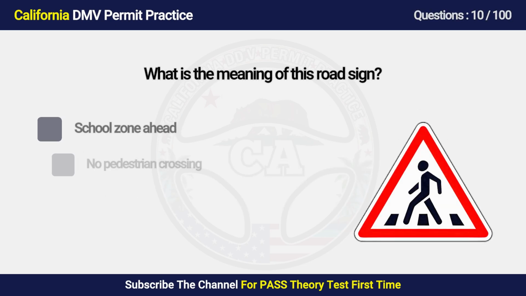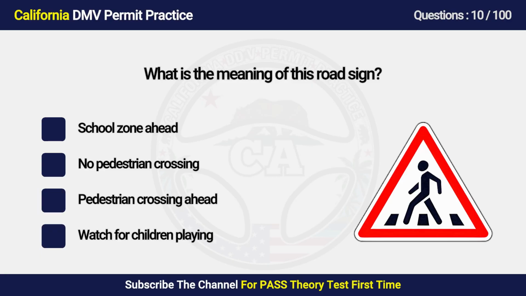Question 10. What is the meaning of this road sign? A. School zone ahead. B. No pedestrian crossing. C. Pedestrian crossing ahead. D. Watch for children playing.